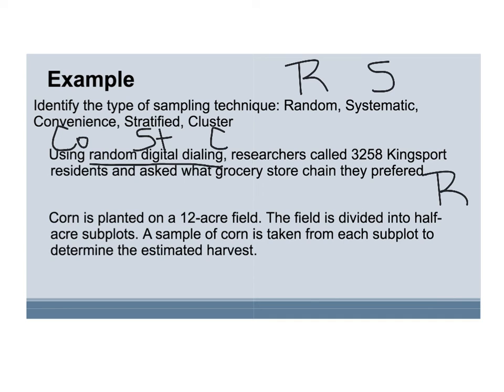Corn is planted on a 12-acre field. The field is divided into half-acre subplots. Alright, the fact that we're dividing it into half-acre subplots makes me know it's either stratified or cluster. A sample of corn is taken from each subplot, so that makes it stratified.